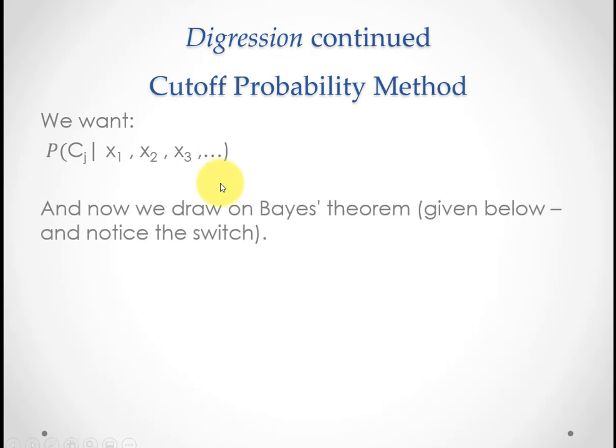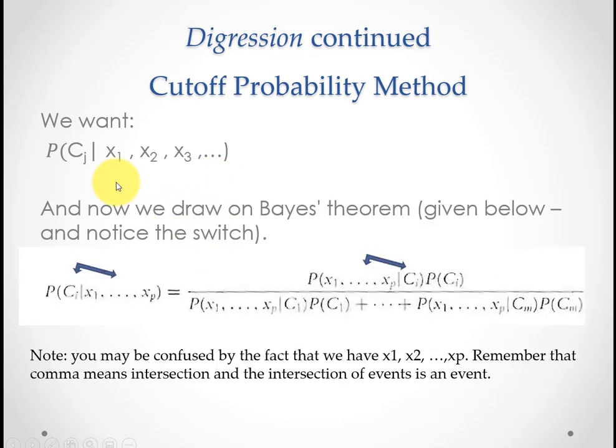And now we will draw on Bayes' theorem. We just finished studying Bayes' theorem, and it's given below. And notice the switch here. We said we wanted this, and notice that C is on the left side and this is on the right side. But remember what Bayes' theorem will enable us to do, and that is to reverse these. So you have to recognize, as we pointed out earlier, that this stands for one particular event. Each one of these is an event, but then we have commas in there, and that means it's the intersection of events, and the intersection of events is an event. So this stands for one event, and this stands for another, and Bayes' theorem allows us to switch the order.